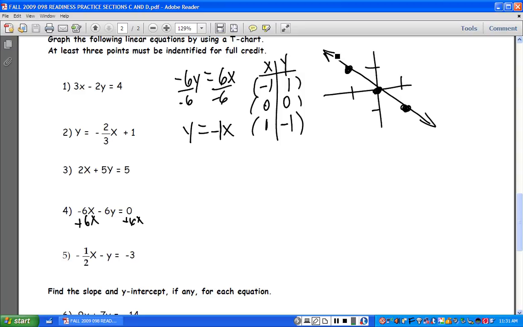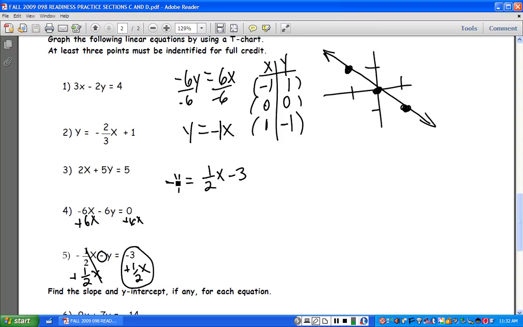Alright, and then we have 5, our last one. Again, trying to solve for y, so we're going to add 1/2 x to both sides. That cancels over here. These are not like terms, so we write it out. So you have -y. Remember, you still got this negative right here. So this is -y equals 1/2 x minus 3.